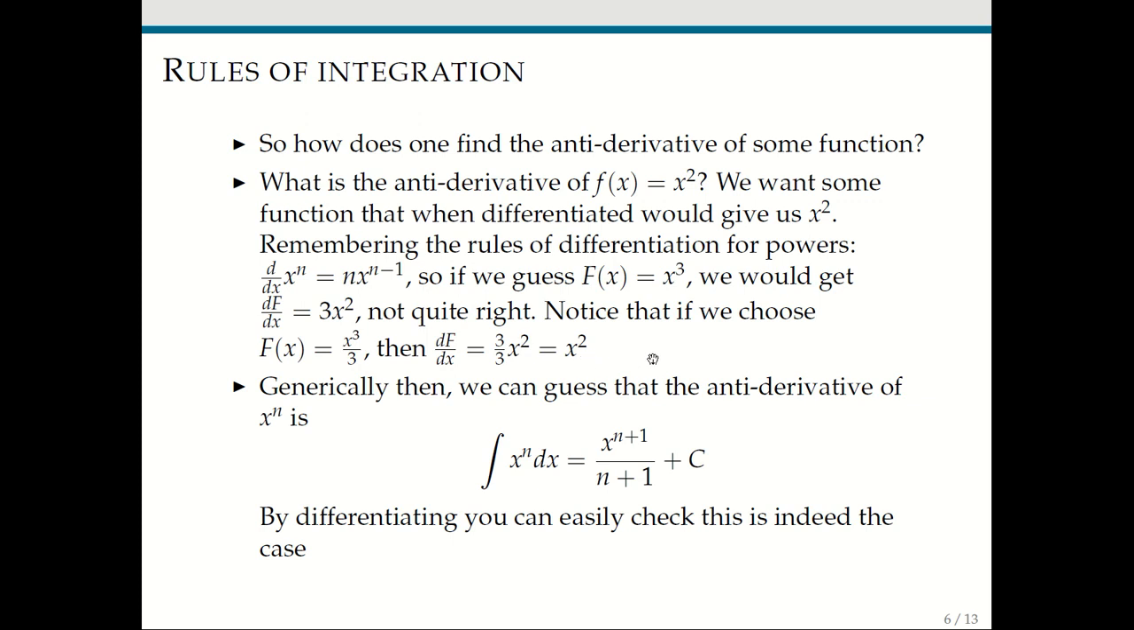Try this for example: f of x is equal to x cubed, x to the fourth, x to the fifth. Do you notice a pattern? In fact, for any x to the n, the integral of x to the n dx is x to the n plus 1 over n plus 1, plus our constant of integration. This is easy to check by taking this expression and differentiating.